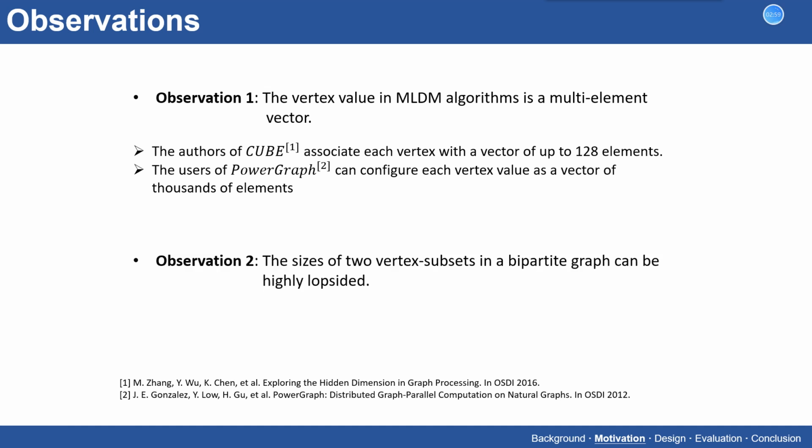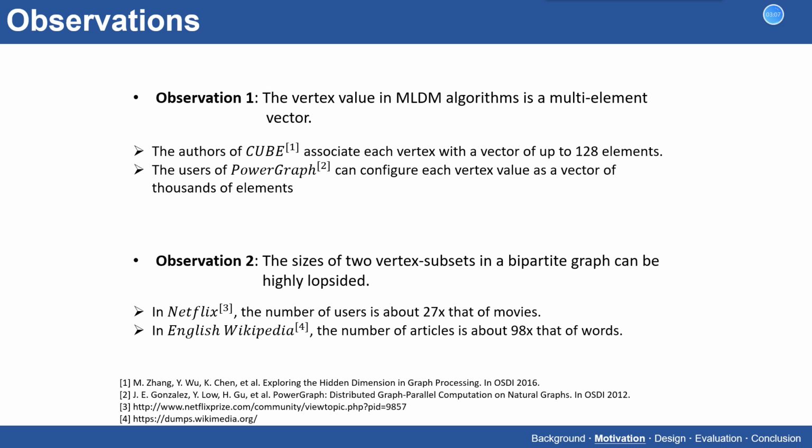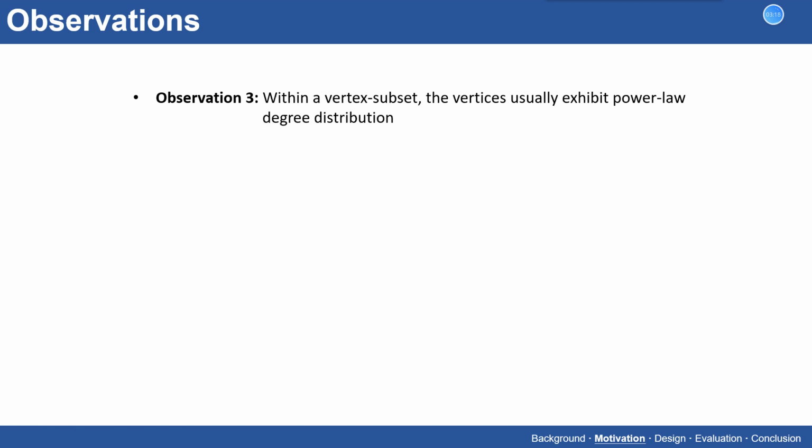The second observation is that the sizes of the two vertex subsets in a bipartite graph can be highly lopsided. For example, in Netflix, the number of users is about 27 times that of movies. In English Wikipedia, the number of articles is about 98 times that of words.